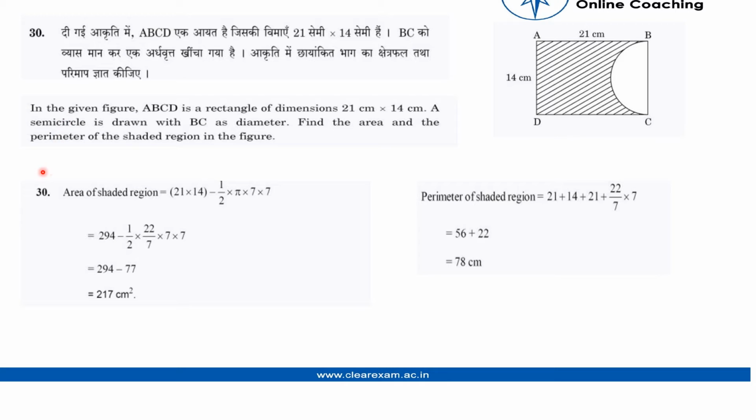Good morning. So our next question is, in a given figure, ABCD is a rectangle of dimension 21 centimeter into 14 centimeter. A semicircle is drawn with BC as diameter. Find the area and perimeter of shaded region in the figure.